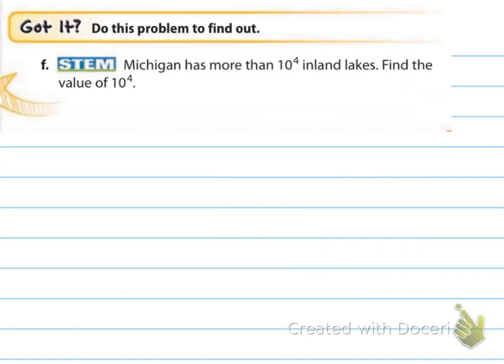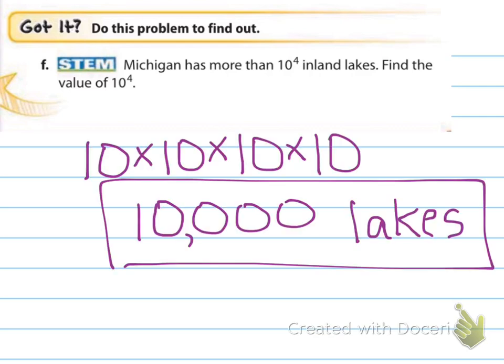Here's another got-it for you to do. Go ahead and pause, and when you come back, we'll go over the answer. You're doing F. And your answer should be 10,000 lakes. 10 to the 4th power is going to be 10 times 10 times 10 times 10, which is 10,000, and that's the answer.